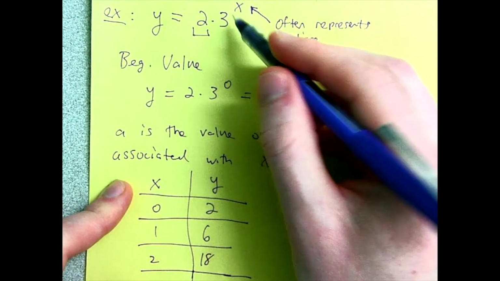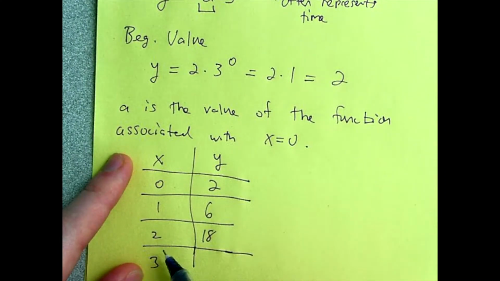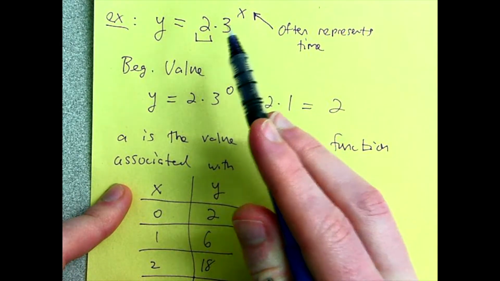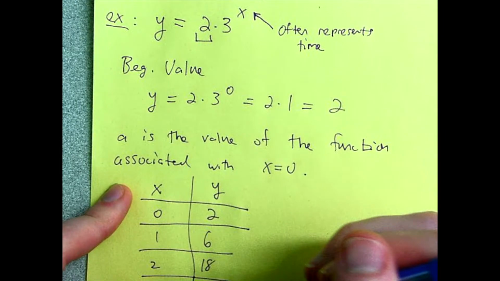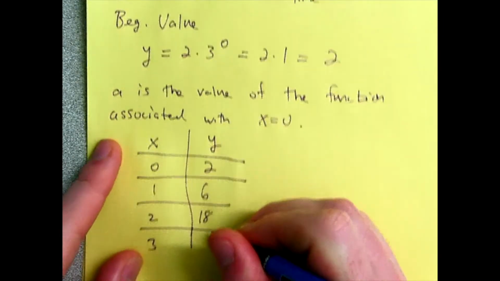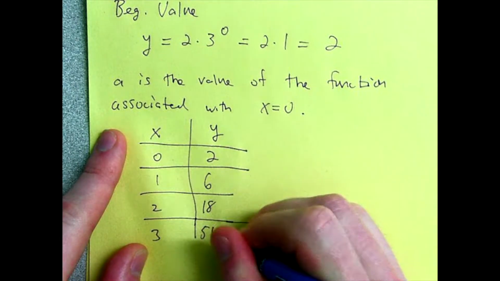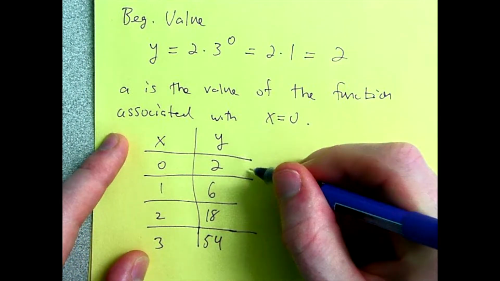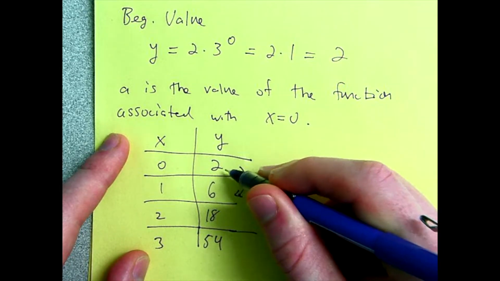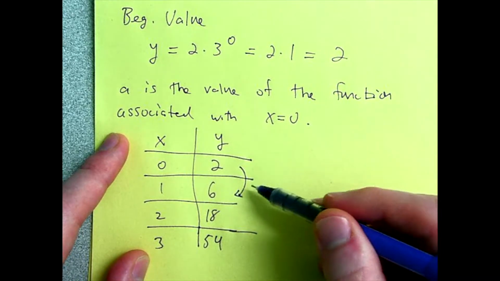And then if you replace, finally, x with 3 in this function, you're going to have 2 times 3 to the third, which is 2 times 27, which is 54. And then what you should hopefully notice between these consecutive y values is that all you're doing to move from one y value to the next is multiplying by 3.